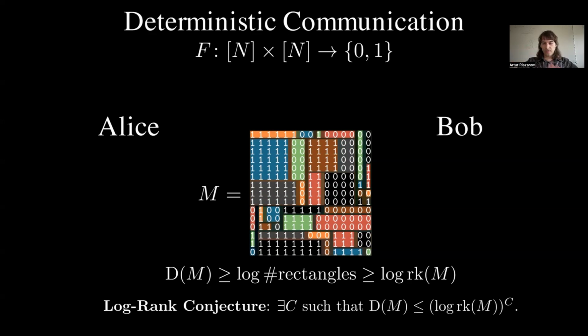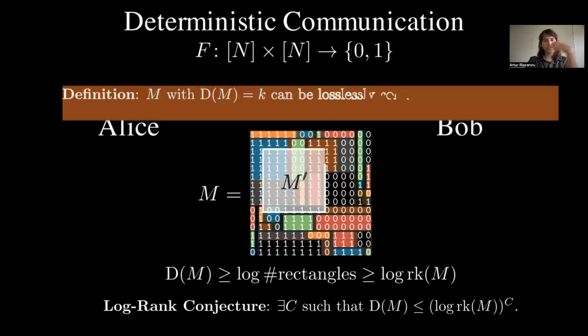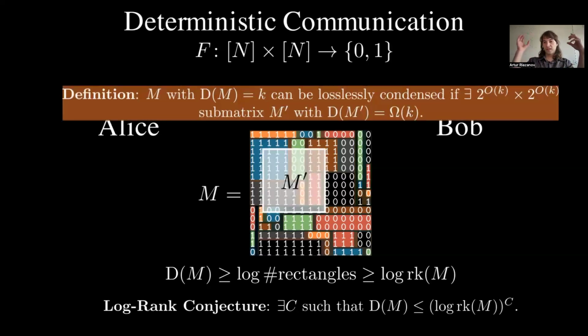Okay, this is very widely open, but let me connect it to condensation. What is condensation for deterministic communication complexity? Here, we need to find a submatrix of our initial communication matrix M which retains the original communication complexity while being of size 2 to the k by 2 to the k. Notice that for rank, this is doable: for every rank K matrix, we can find a K by K matrix of full rank. So this is another example of hardness condensation. Hence, if the log-rank conjecture is true, then we could at least weakly condense deterministic communication.